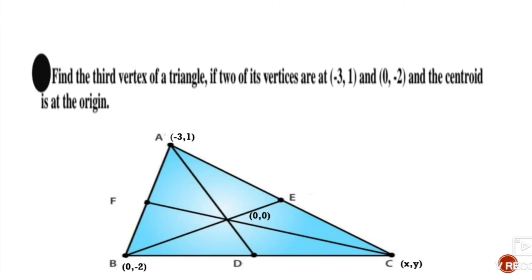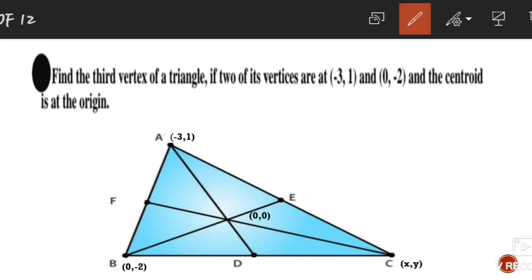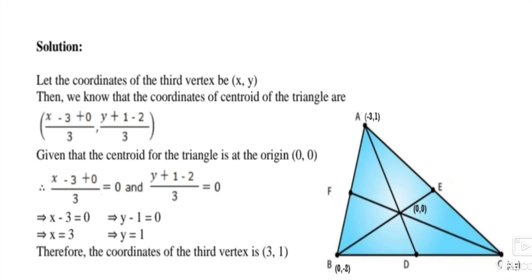Now next one, find the third vertex of a triangle if the two vertices are given as (-3, 1) and (0, -2) and the centroid is at the origin. So the coordinates of A and B are given. The coordinate of C is unknown, so I am considering it as (x, y), and the centroid is at the origin, that means (0, 0). Now you have to find the coordinate of C. So let's check the solution.